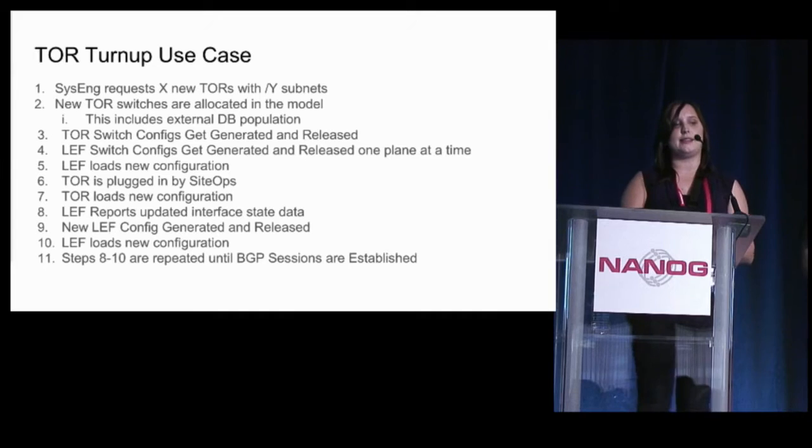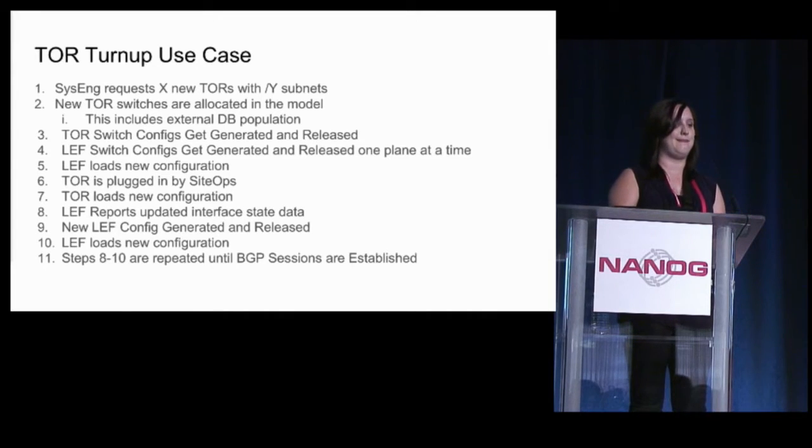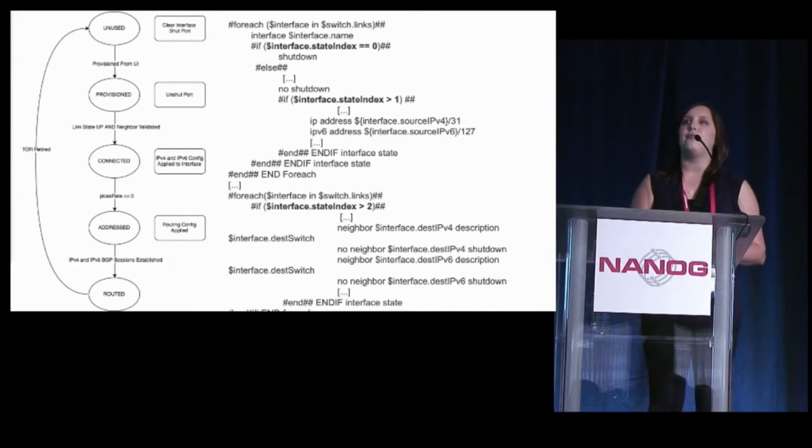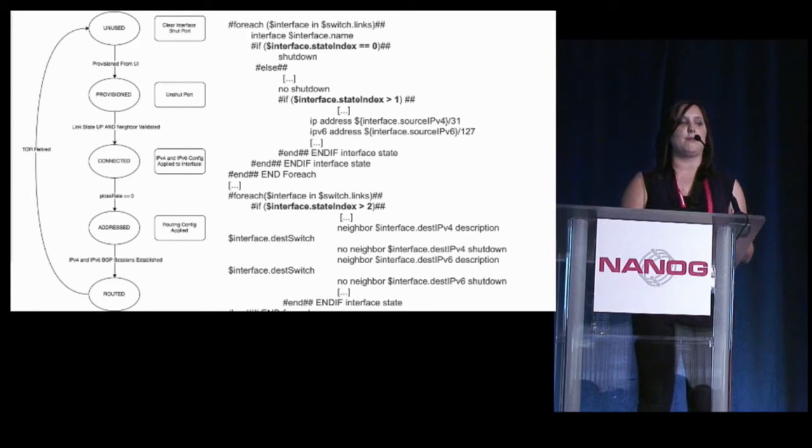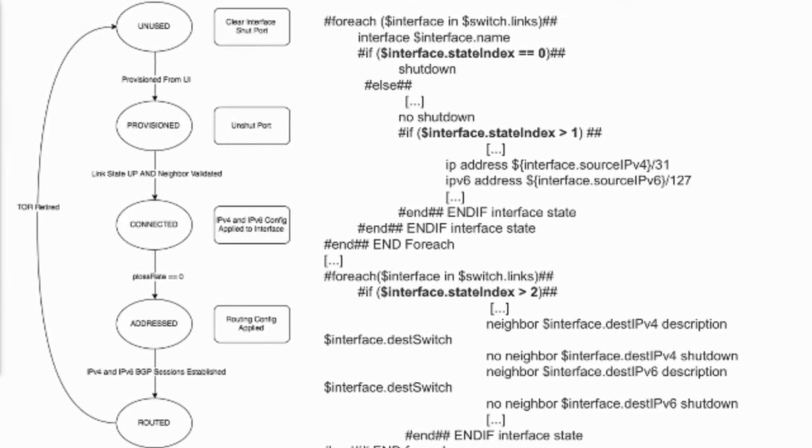So I am actually going to break this down a little bit further on the next slide. So we have kind of a secondary state machine. This is our port state change machine. And this specific diagram only applies to leaf to TOR ports. We will have different states for different relationship types. So we do have 5 distinct states. These states are unused, provisioned, connected, addressed, and routed.